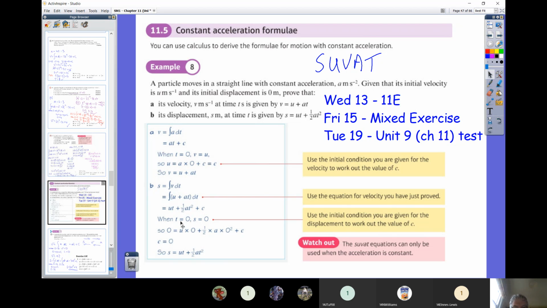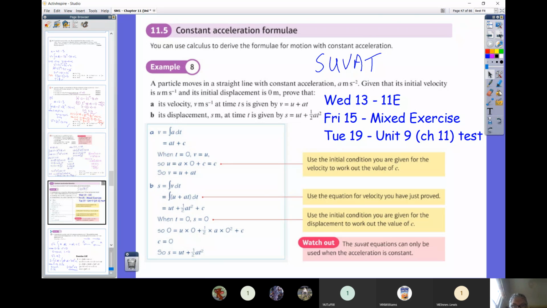But we're told that when time is 0, displacement is 0. So substituting in, that gives us c being equal to 0. So therefore s equals ut plus half at squared, which, as you know, is another of our SUVAT equations. So that's really just proving the two SUVAT equations from first principles by integrating, where you've got a constant acceleration of a. And that's it.